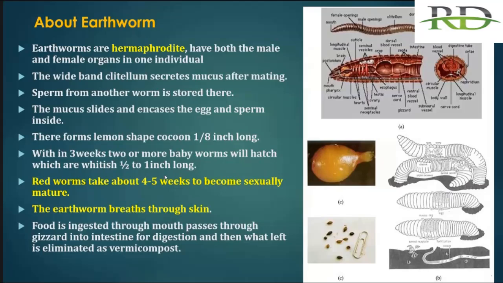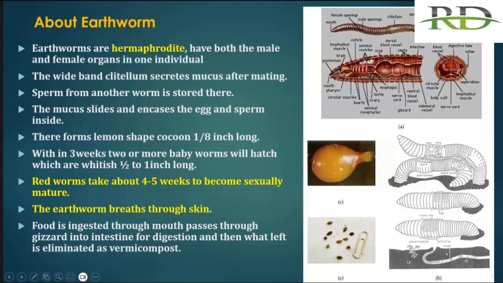Earthworms always breathe through the skin. The food is ingested through the mouth and passes into the intestine for digestion, and what is left is eliminated as vermicompost. This eliminated product, released from the anus, is what we use as vermicast. It contains all the enzymes and the nutrients.